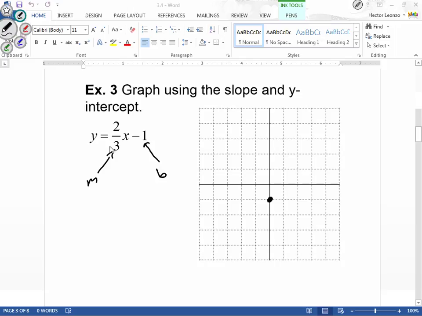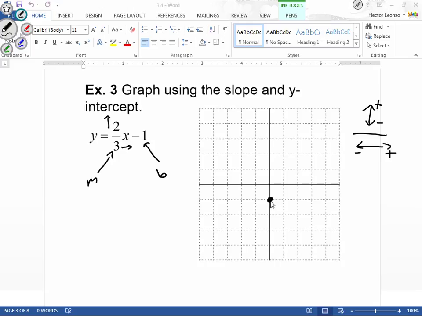Now on the moving, my slope is 2/3. The top number on the slope tells us up or down: positive if it goes up, negative if it goes down. So by looking at my slope, it says go up 2. Now the number at the bottom tells us right or left. We move to the right if it's positive and to the left if it's negative. So this one is telling me 3 to the right. So I have 2 up and 3 to the right.